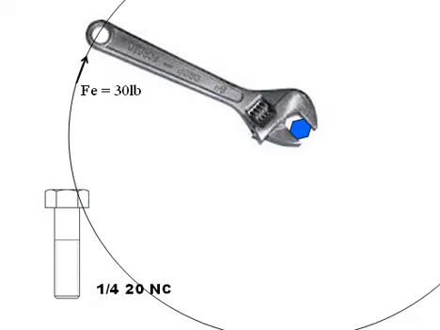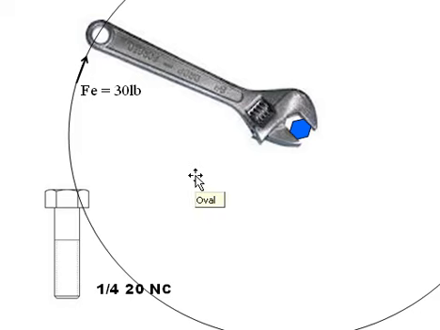So let's look back on our diagram. We've added a force of effort. So if we have to push 30 pounds of force on this wrench to get it to turn, then how much resistance is the bolt giving us? So that's what we've got to calculate in this example.